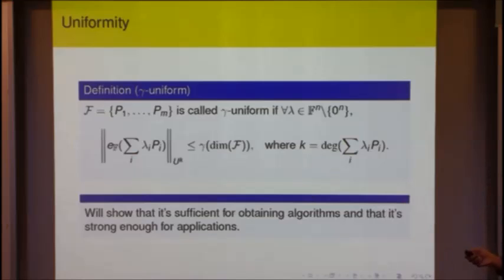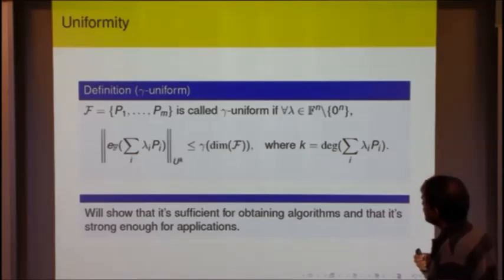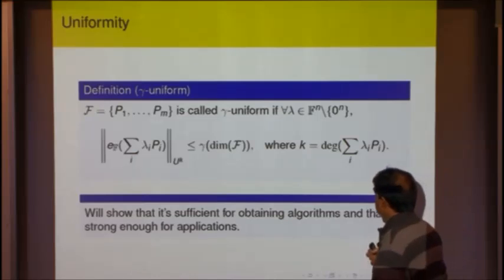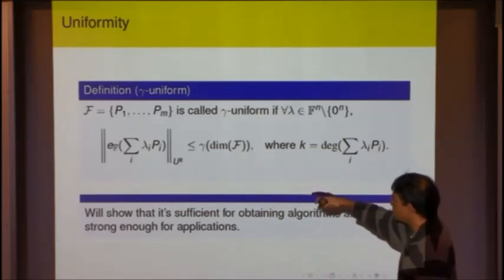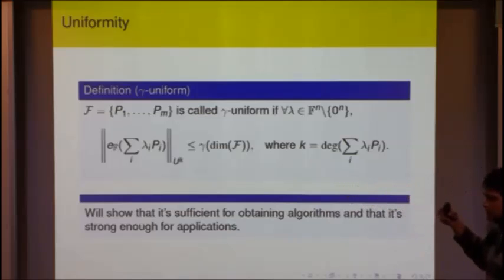So this is strictly stronger than unbiasedness, because if the kth Gowers norm is small, then the 1st Gowers norm is also small, and that's just the bias of the polynomial. So this is a strictly stronger notion than gamma unbiasedness, and we'll show that it's sufficient for obtaining algorithms and it's strong enough for our application.